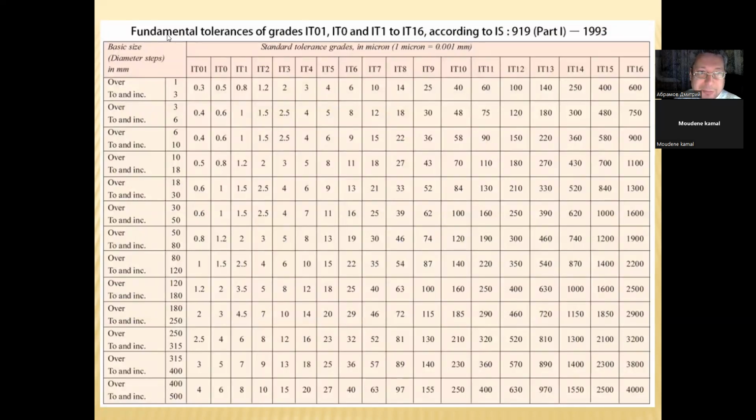And these are the fundamental tolerances of grades from IT 0, 1 up to IT 16 according to ISO 919. We will use this table in our practical lesson.